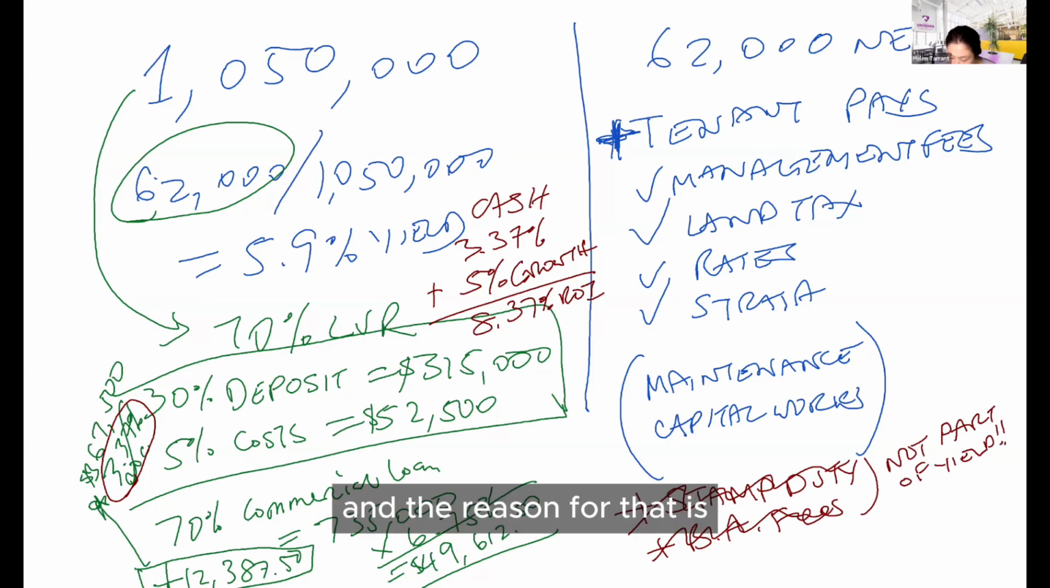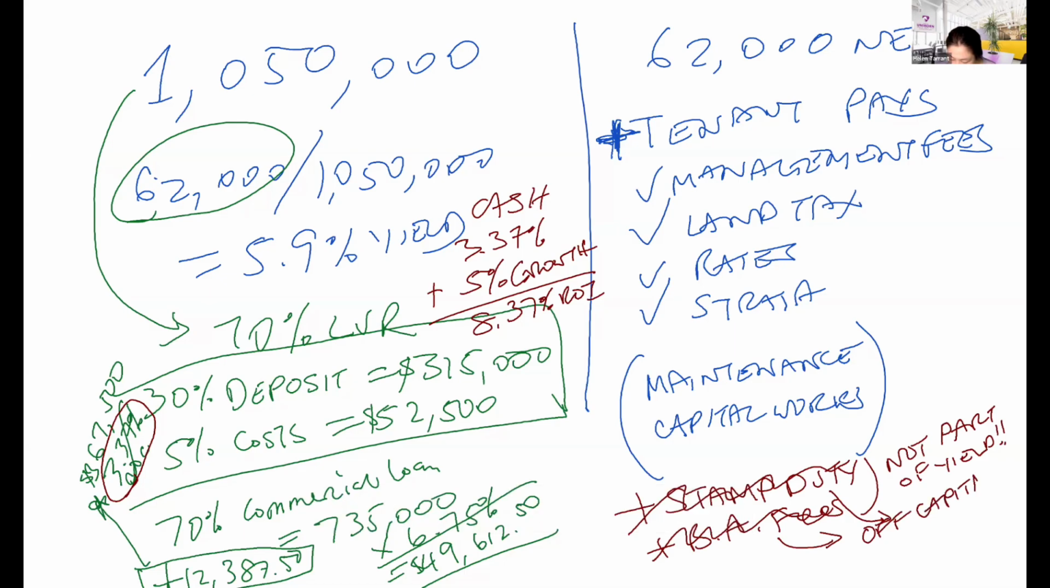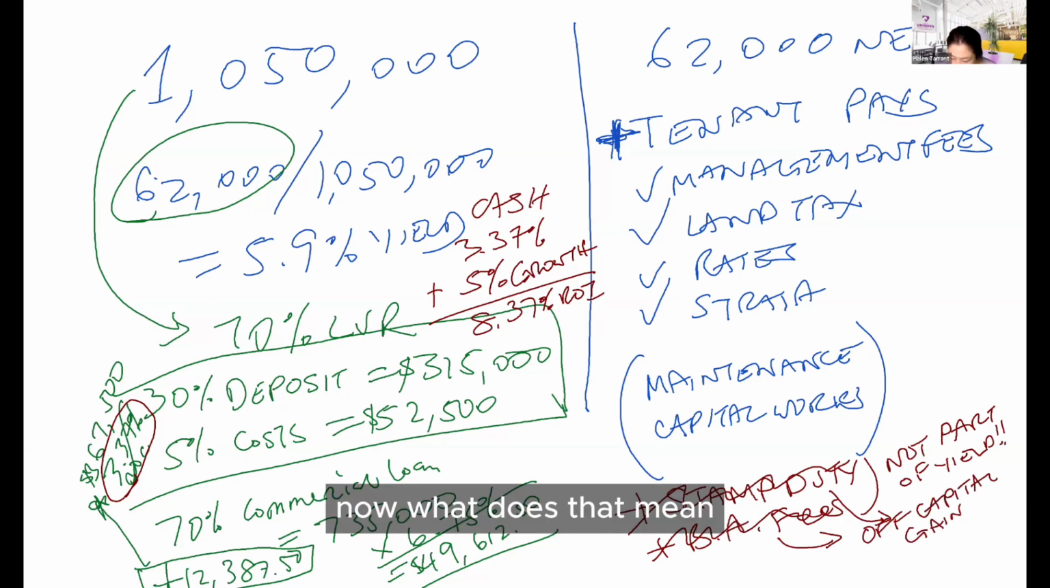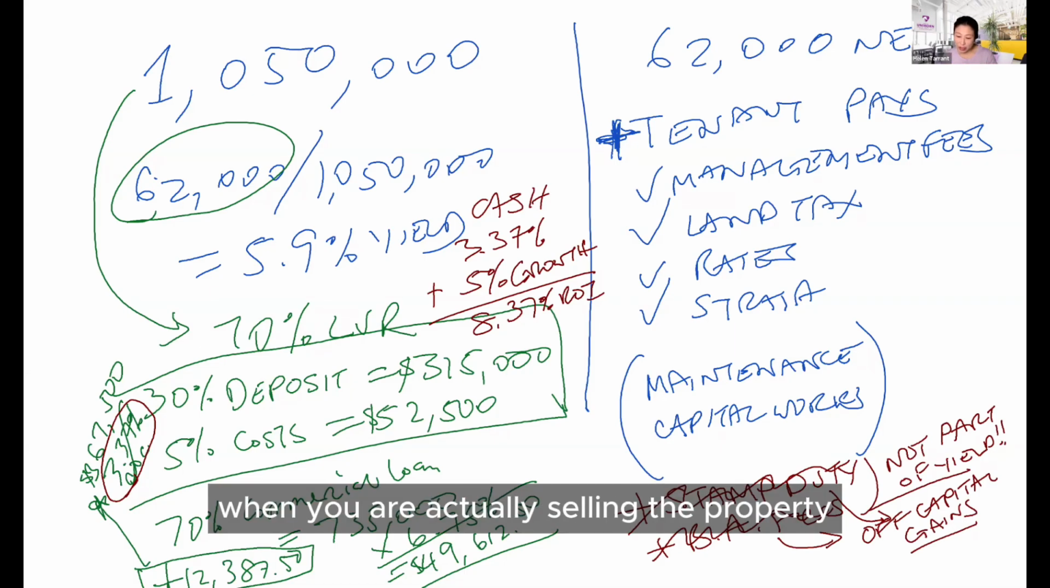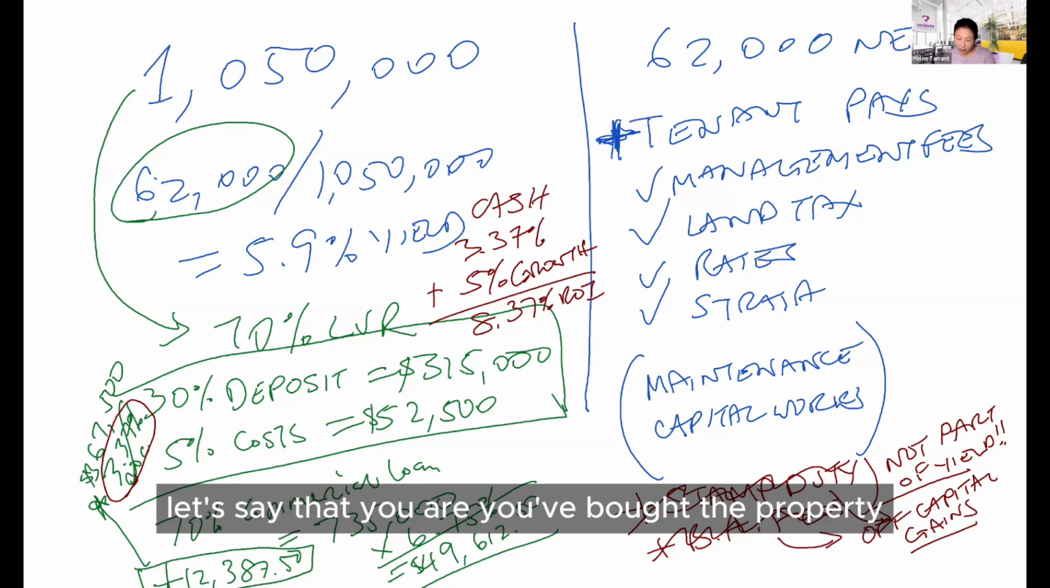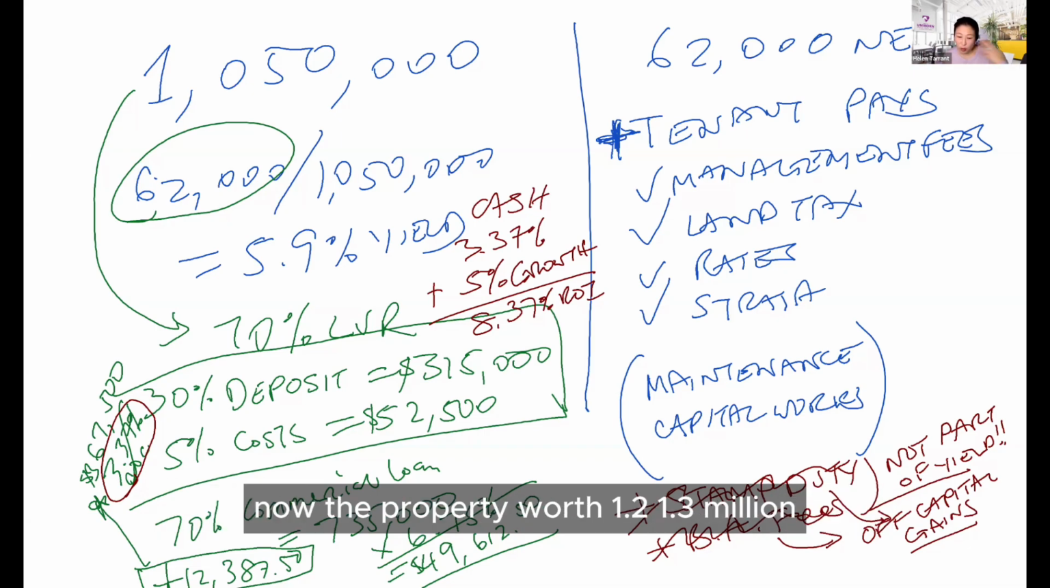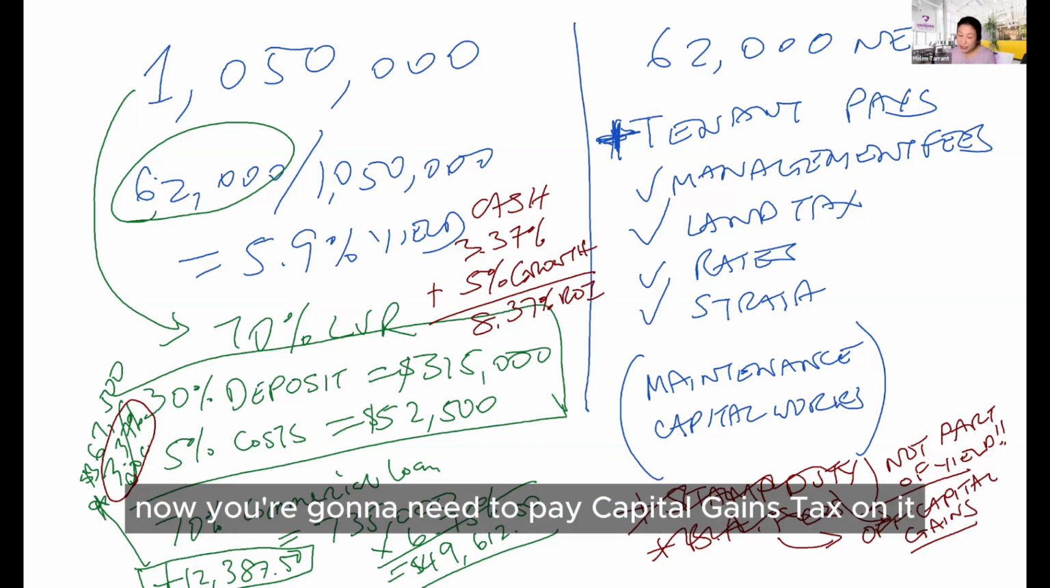And the reason for that is these costs is of capital gains. Now, what does that mean? What does that actually mean? It means that when you are actually selling the property, let's say that you've bought the property, you've kept it for 3 years, now the property's worth 1.2, 1.3 million. Now, you probably made 150 to 200K in terms of capital growth. Now, you're going to need to pay capital gains tax on it.